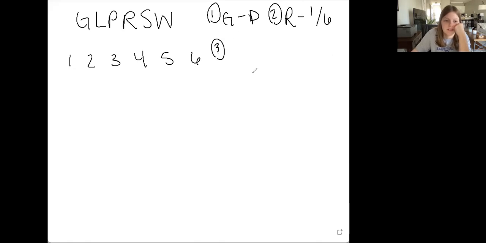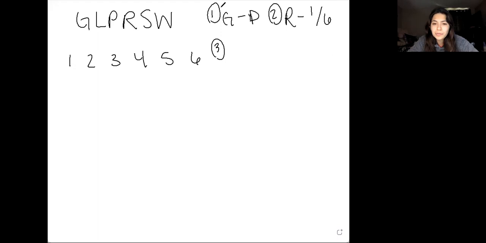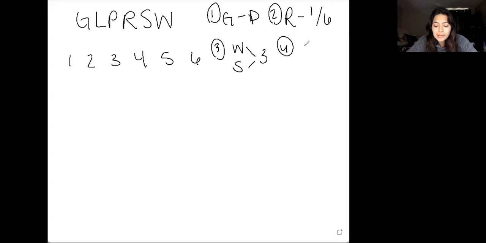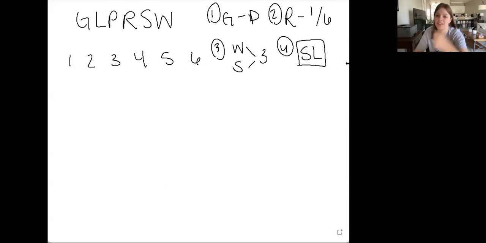Rule 3 says either the wool dress or the silk dress is on hanger 3. So I did W and then S at the bottom, and then like 2 lines pointing at 3. And number 4, the linen dress hangs immediately to the right of the silk dress. So I did S, L, and then the square. Yeah, they can't be split up.